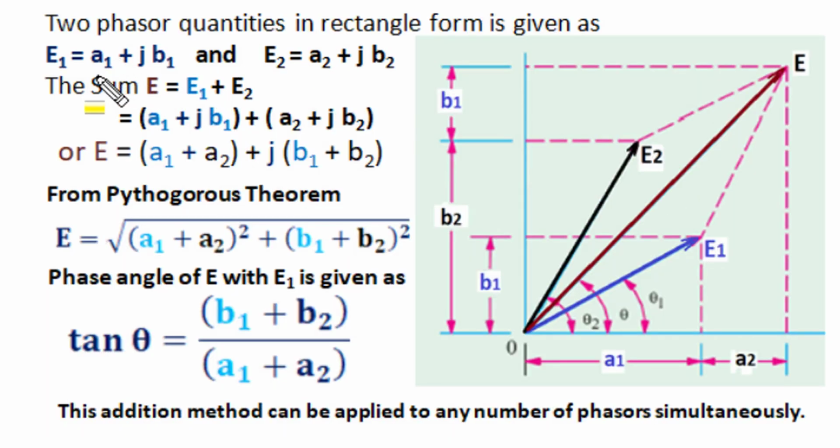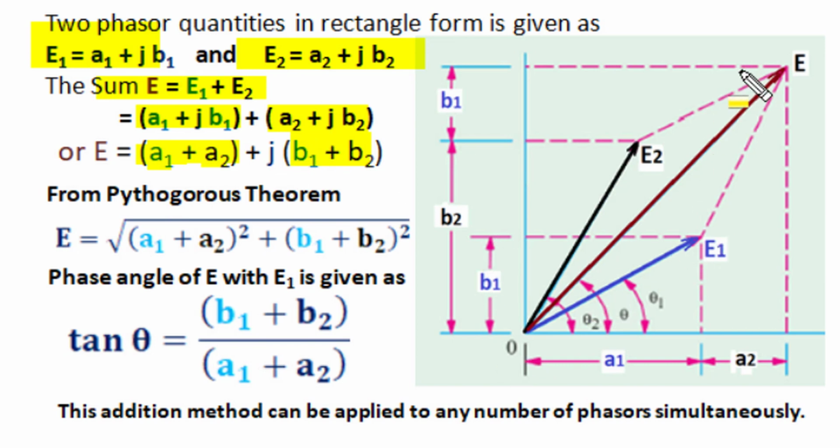To find the sum of two or more phasors, the phasors are represented in rectangular form, and addition in rectangular form is done such that the real part of the first phasor, a1, is added to the real part of the second phasor. Similarly, the imaginary or vertical components of the two phasors are added together to get the resultant real component and the resultant vertical component of the sum phasor.